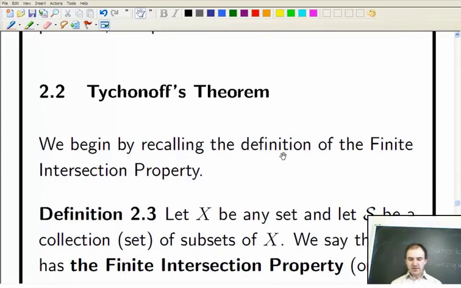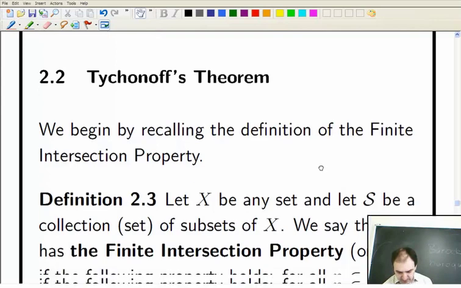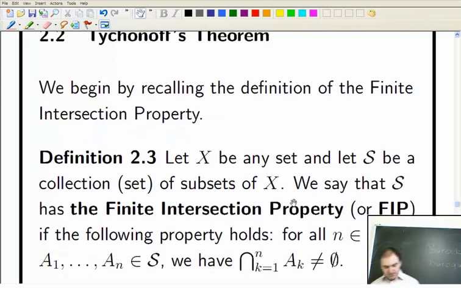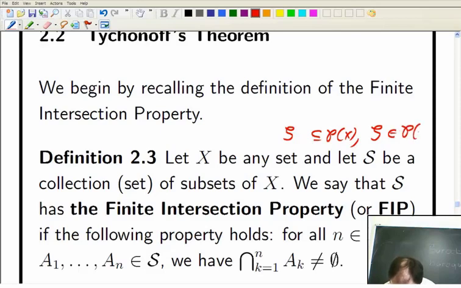Let me start by reminding you what the finite intersection property is. So you've got some sets. It's a slightly curly S. It's a set of subsets of X. Let's just warn you about what's going on here. S is a subset of P of X, which means that S is an element of P of the power set of X. I'll do a curly S like that, actually. So here's my handwritten curly S. It's slightly different in the printed notation.